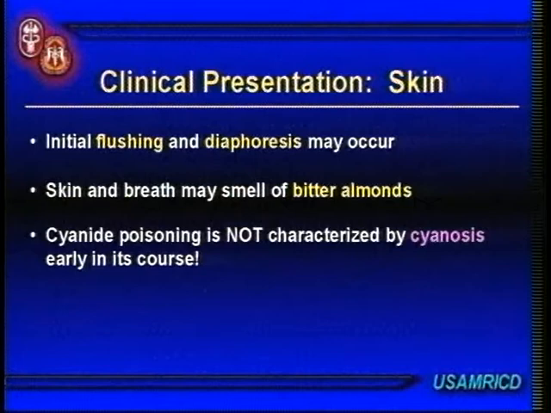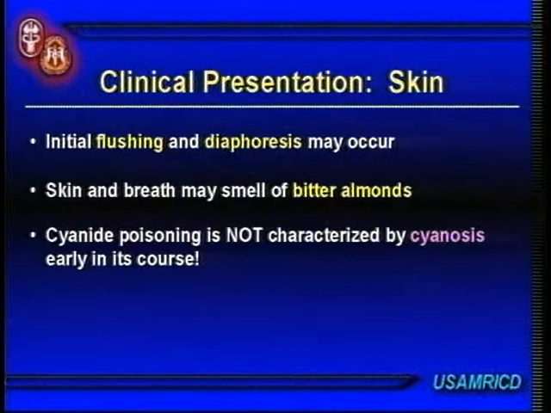Okay, now, and the skin. What about the skin? The skin can look nice and pink, even flushed. Why? Because blood in the veins and the capillaries still has plenty of oxygen in it. It's not for the same reason as in carbon monoxide poisoning, because there the compound itself, carboxyhemoglobin, is a kind of cherry red color. But here it's just simply because oxygen is not being extracted from the blood. You may have this bitter almond smell on your breath, but remember, cyanide poisoning is not characterized by cyanosis early in the course. Now, terminally, all sorts of things can happen, and the patient can turn blue. And not everybody has a classic presentation. So some people may be cyanotic at the beginning, but classically, no cyanosis.